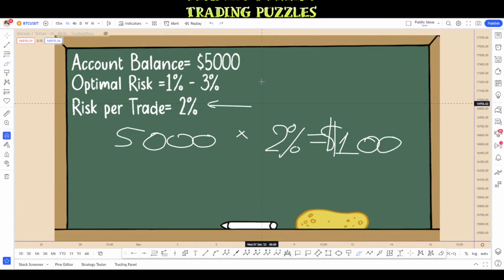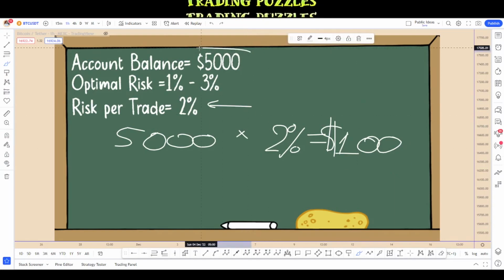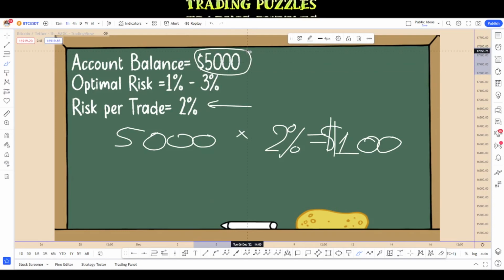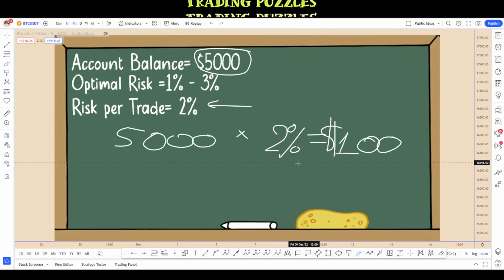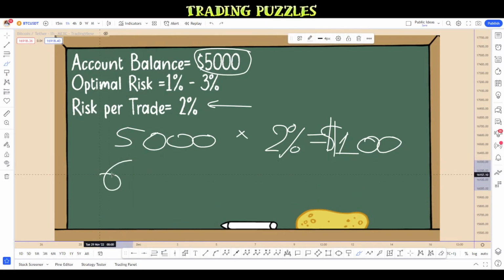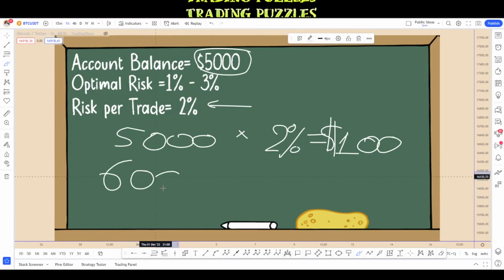The normal problem that many traders have is that they trade with the whole account balance. This is the biggest mistake with futures trading because you are exposed to the risk that you may lose all your money. So let's suppose that after some trades, some wins and some losses, you have $6,000 in your account.